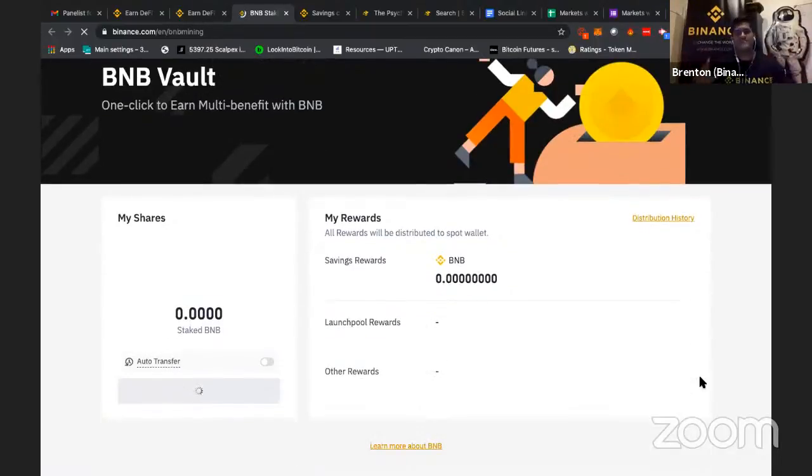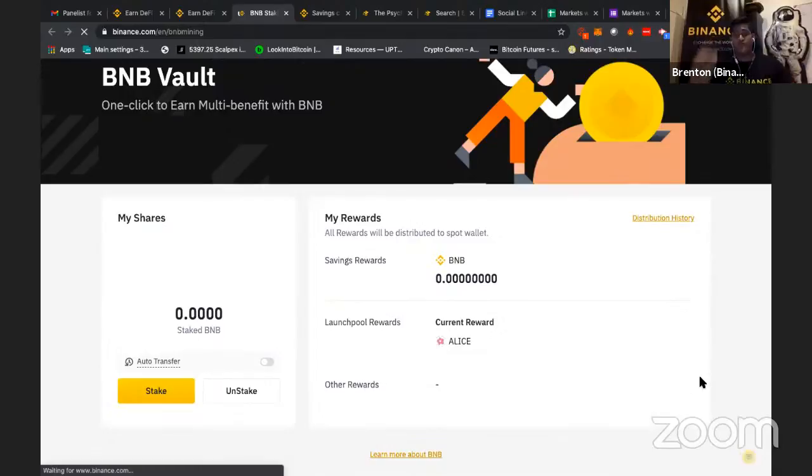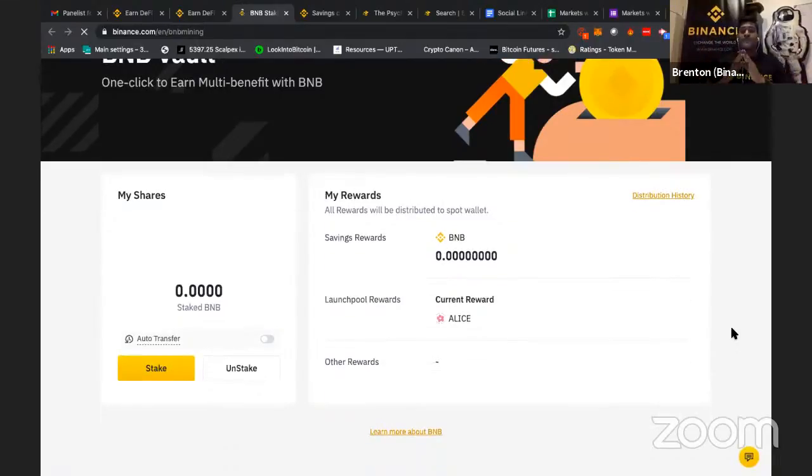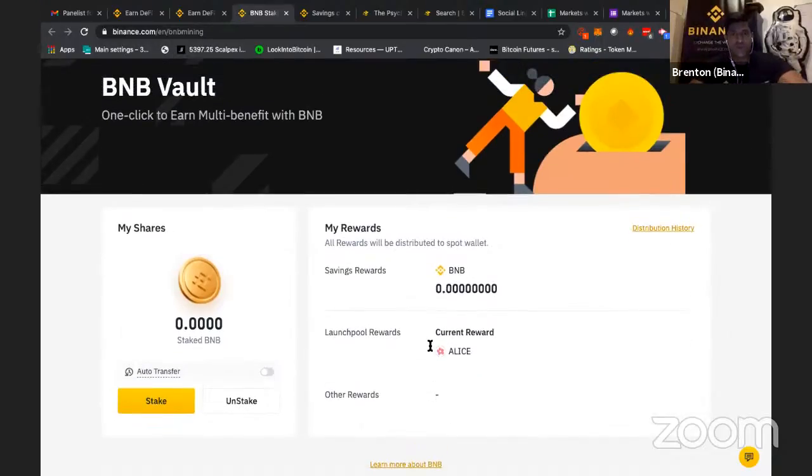So for example, I recently had some BNB staked, and for football fans out there who don't know, I earned, I think it was the PSG token, the Juventus token, which are the official fan tokens of those soccer clubs, and a number of other tokens. At the moment, because Alice is in the launch pool, you earn both BNB and Alice. So when I stake my BNB into the BNB vault, I earn more BNB, just like flexible savings. And at the same time, I earn Alice, just like the launch pool.